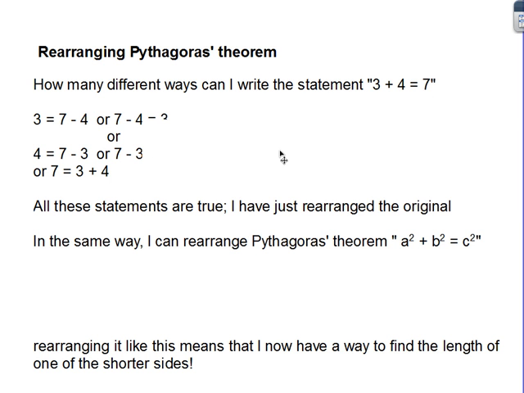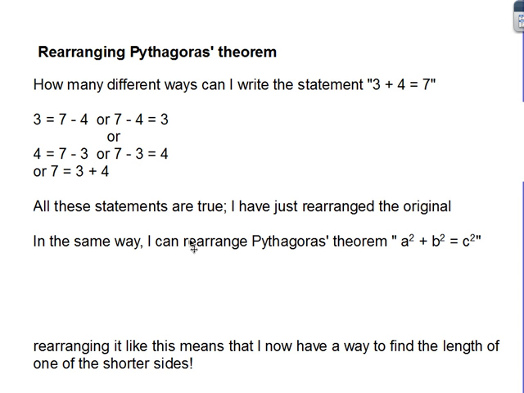Or I could write it as 7 minus 3 equals 4. Or flipping that round, 4 equals 7 minus 3. So there's lots of different ways that I can write this one statement here, 3 plus 4 equals 7. And all of these different statements are still true. I've just rearranged them.